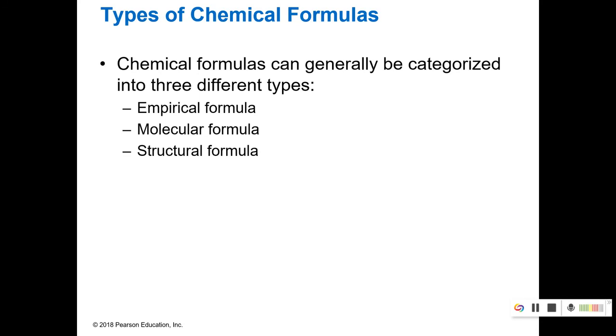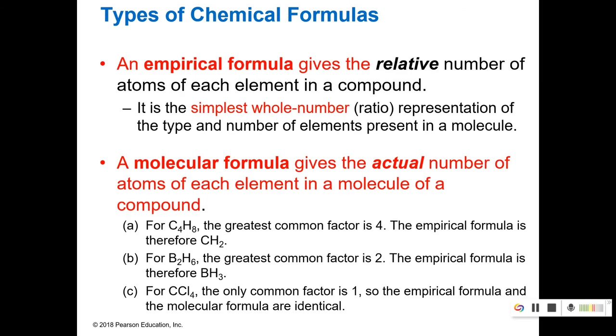So there are 3 different categories of formulas. There's empirical, molecular, and structural. Empirical formulas give you the simplest whole number ratio. So those are going to be the smallest, kind of like a fraction. It would be reduced as far down as you can get them. A molecular formula, on the other hand, is going to give you the actual number of atoms that you would find in nature. So here we've got C4H8. That would be molecular. This reduced one is empirical.